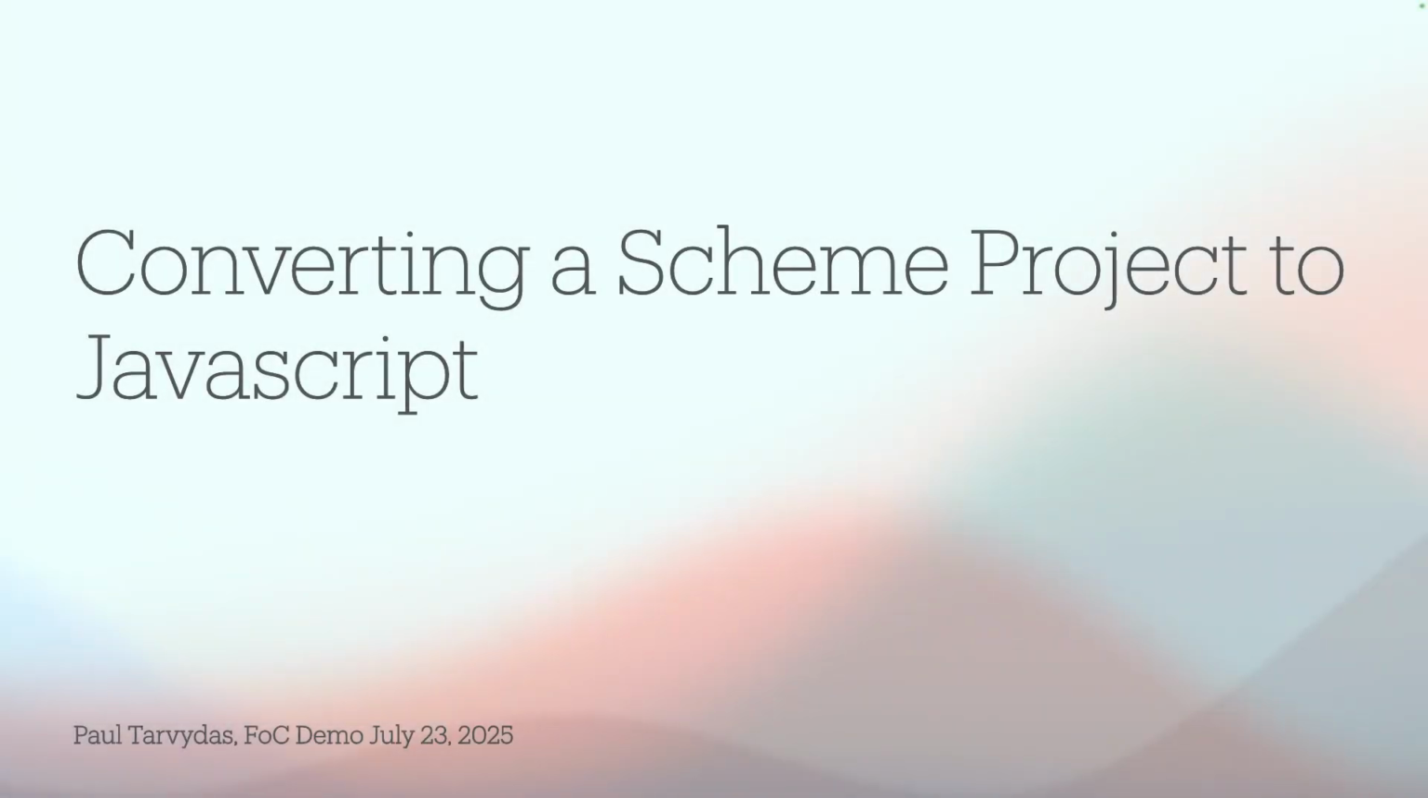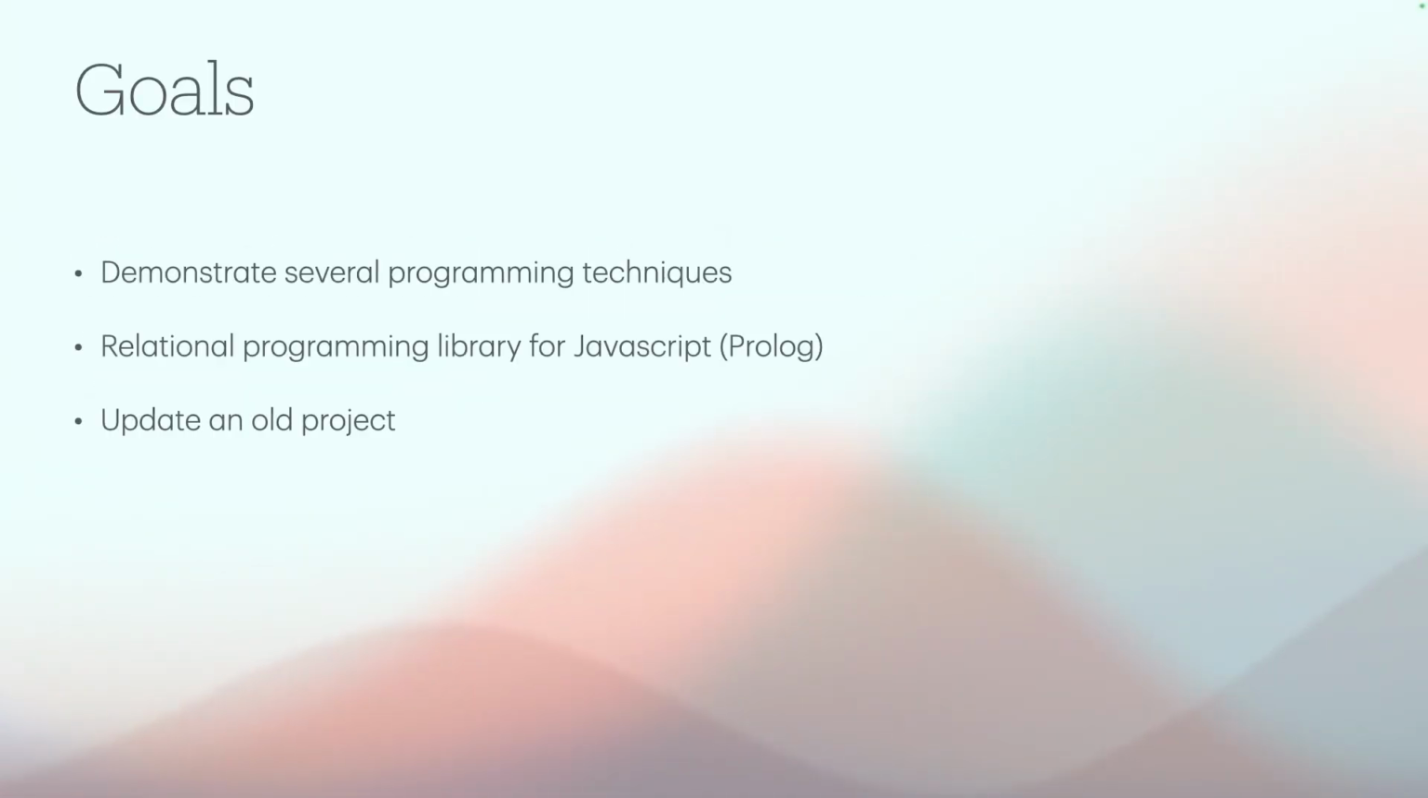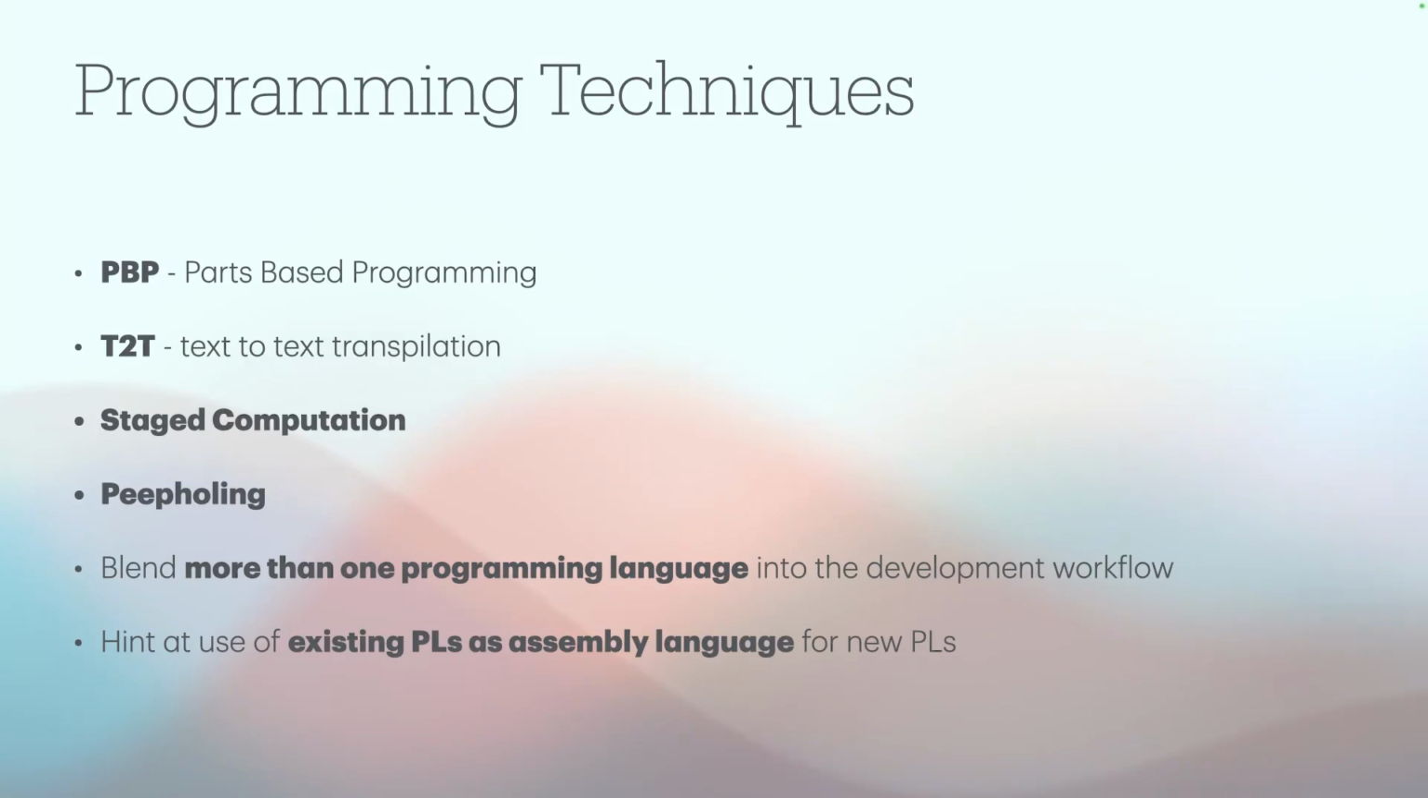Converting a Scheme project to JavaScript. Goals: to demonstrate several programming techniques, to build a relational programming library for JavaScript, essentially Prolog, and to update an older project.